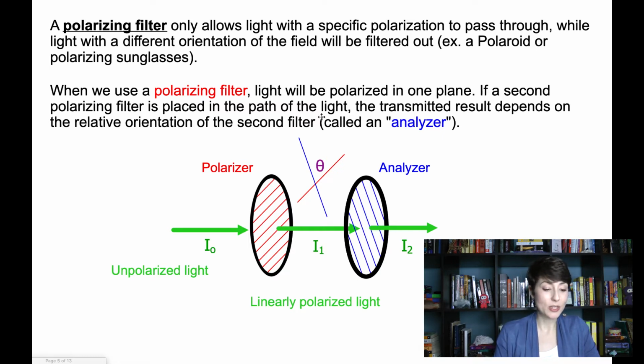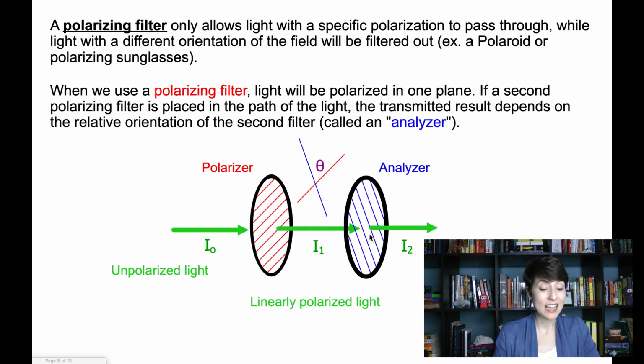So in this diagram, we start with some unpolarized light. Our first polarizing filter is called the polarizer. It allows only one orientation of the field to get through. Now, the second polarizing filter is often called the analyzer, depending on how it's oriented.